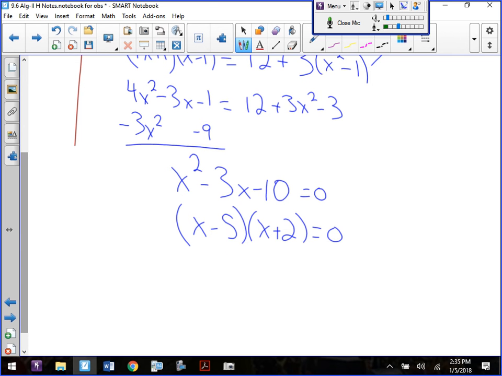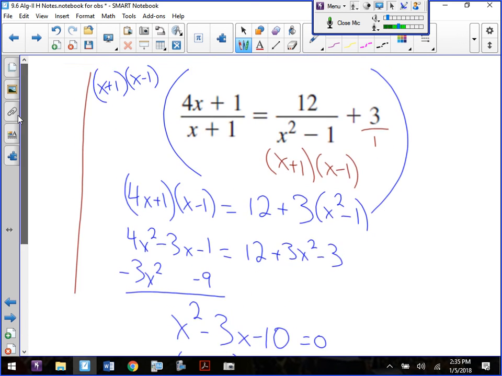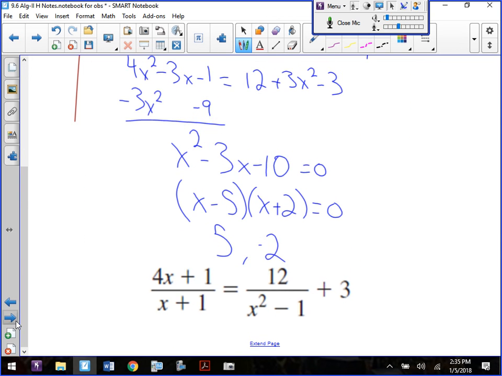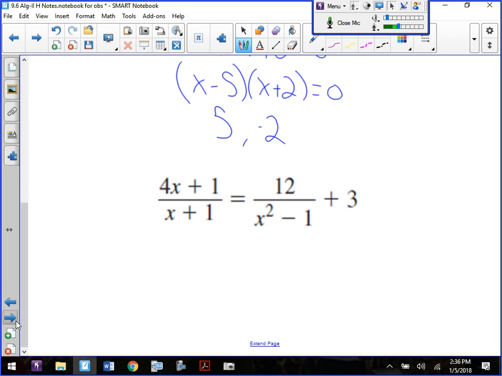5 and negative. And then you have second. So we move this down. So at quick glance, it looks like neither one of them is going to be an issue because when you put them in the denominators, you're not going to get zeros. But the only thing you have to worry about is just substituting in.